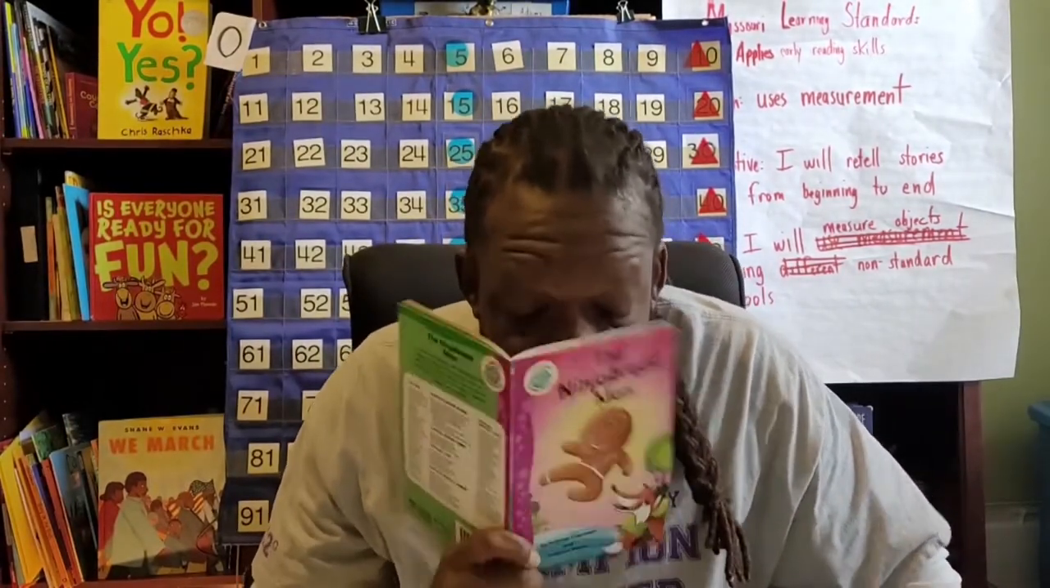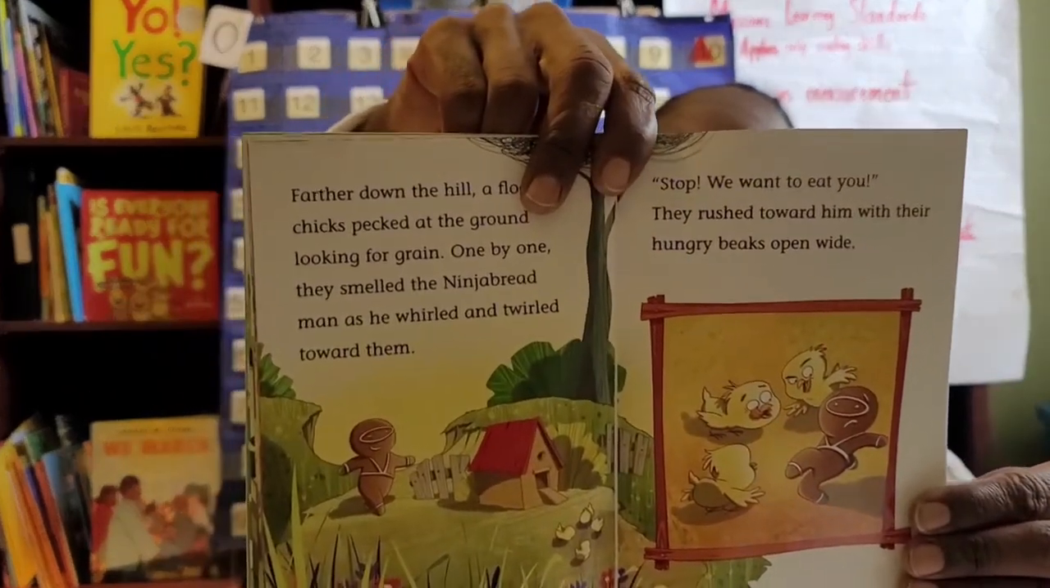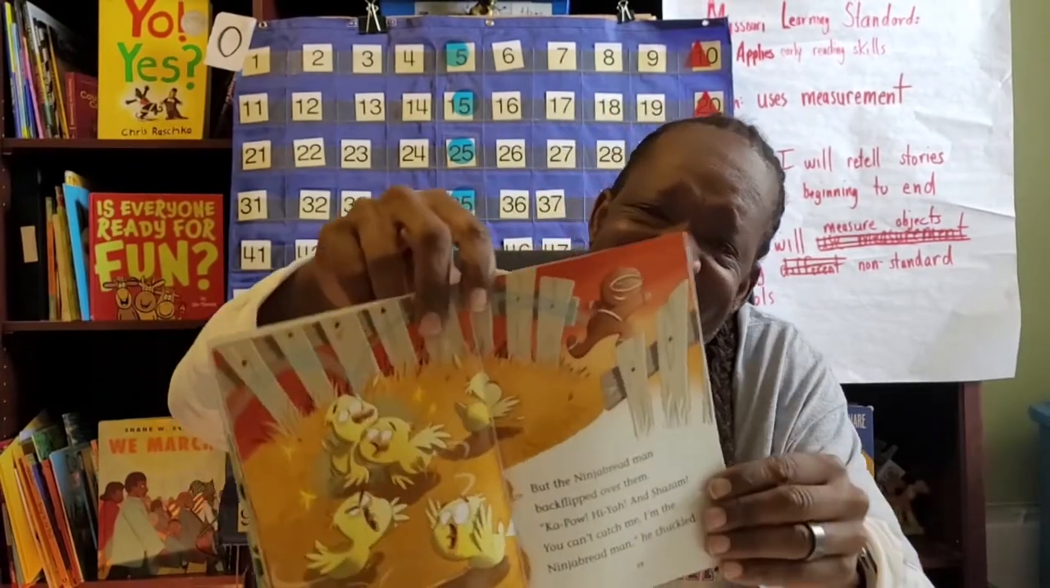Farther down the hill, a flock of chicks pecked at the ground looking for grain. One by one, they smelled the Ninjabread Man as he whirled and twirled towards them. Stop! We want to eat you! They rushed toward him with their hungry beaks wide open. But the Ninjabread Man backflipped over them. Kapow! Ay-ya! And Shazam! You can't catch me! I'm the Ninjabread Man! He chuckled as he ran.